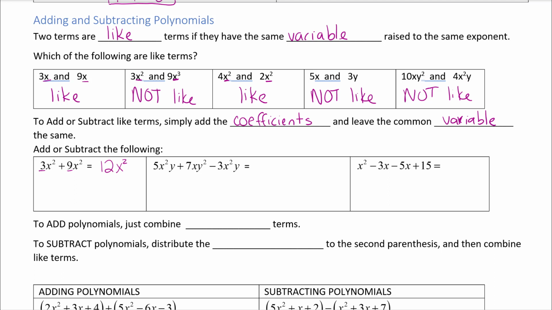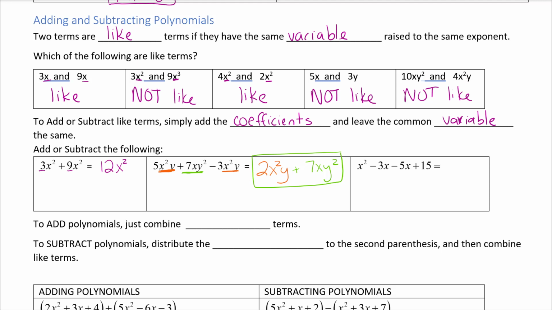The next one's a little bit trickier. X squared y. Which one has an x squared y that's the same? Looks like the last one. 5x squared y minus 3x squared y. That gets us 2x squared y. Notice the x squared y doesn't change. The middle term, which was 7xy squared, is not the same, and it just has to stay there as a second term.